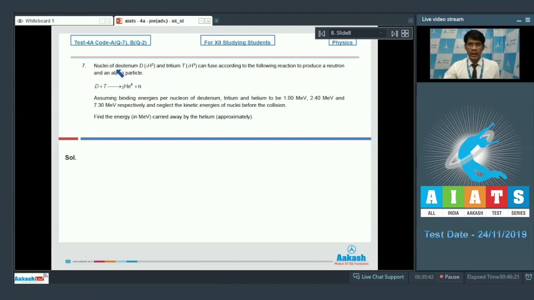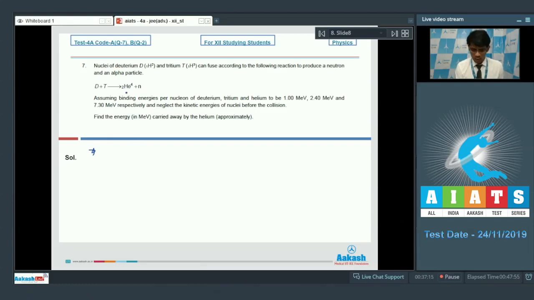In question number 7, nuclei of deuterium, that is D is equal to 1H2, and tritium, that is T is equal to 1H3, can fuse according to the following reaction to produce a neutron and an alpha particle. D plus T, that is producing one alpha particle and one neutron. Assuming binding energies per nucleon of deuterium, tritium and helium to be equal to 1.00 mega electron volt, 2.40 mega electron volt and 7.30 mega electron volt respectively, and neglect the kinetic energies of the nuclei before the collision. Find the kinetic energy in mega electron volt carried away by the helium nuclei approximately, or alpha particle I would say. First we need to calculate the Q value for this reaction.